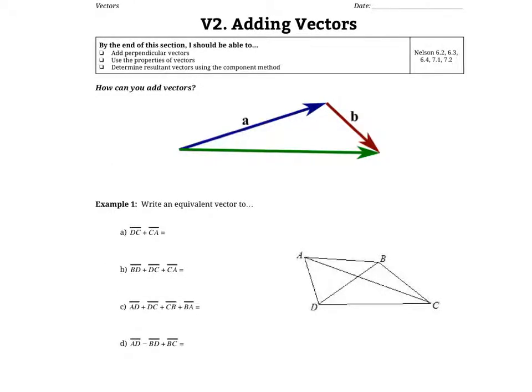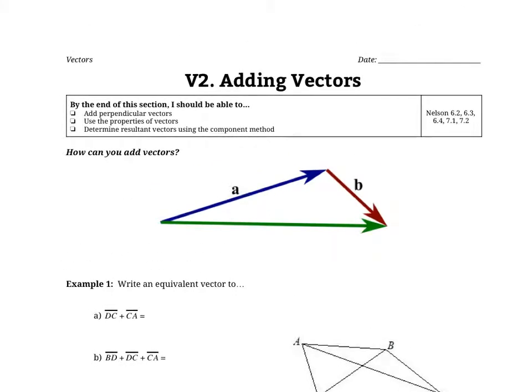Now that we know what vectors are, let's talk about some of the operations we can do with vectors. How can we add vectors? So for example, if I have a vector A and I have a vector B here, let's put the arrows on top. They should have the arrows on top. What does it mean to add a vector A plus vector B? What does that give us?